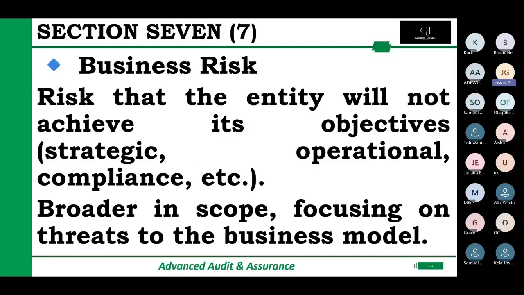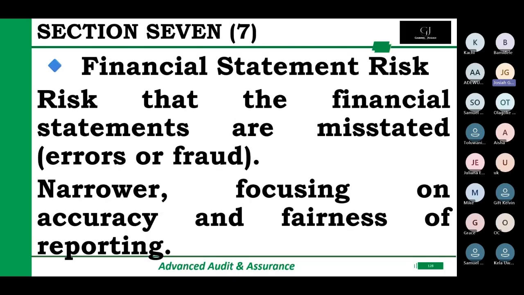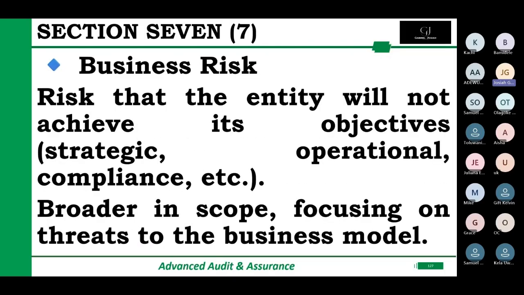So the business risk is the risk that the entity will not achieve its objectives as a business: operational, tactical, compliance. So anything that will bedevil or stop the business from achieving its objective is a risk. It is broader in scope, focusing on threats to the business model and the business strategy, generally strategic direction. You need to look at that generally as a business risk.